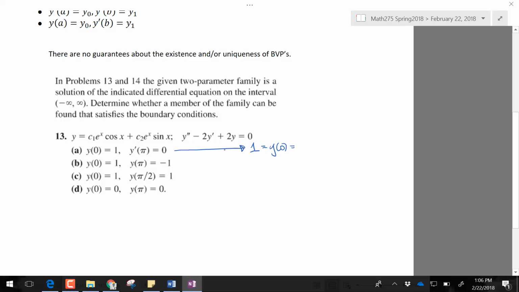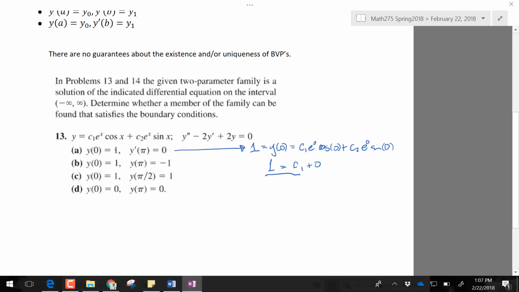So 1 is equal to y of 0, which is the y function evaluated at 0. So that's c1 e to the 0 cosine of 0 plus c2 e to the 0 sine of 0. So 1 is equal to, what's cosine of 0? 1. So that's going to stay c1. What's sine of 0? This is 0. So c1 is equal to 1.